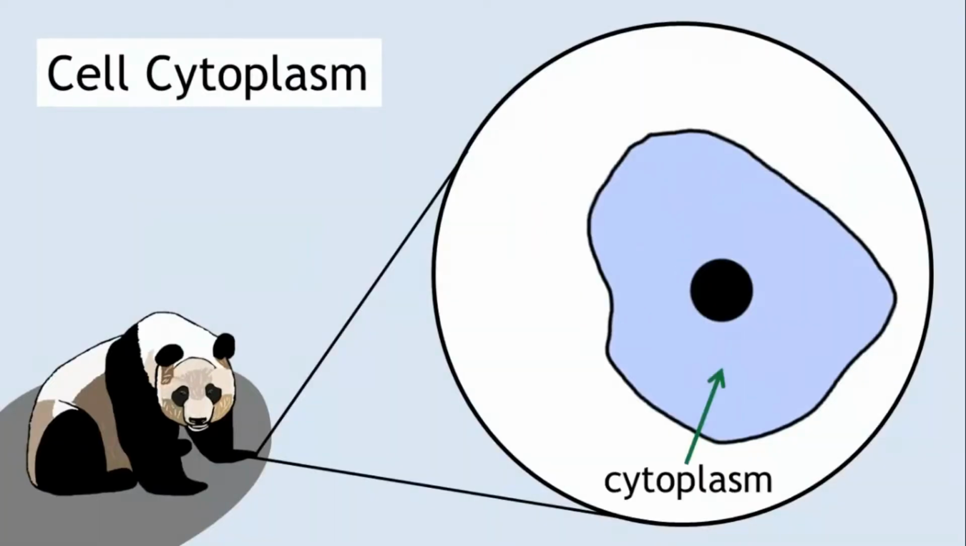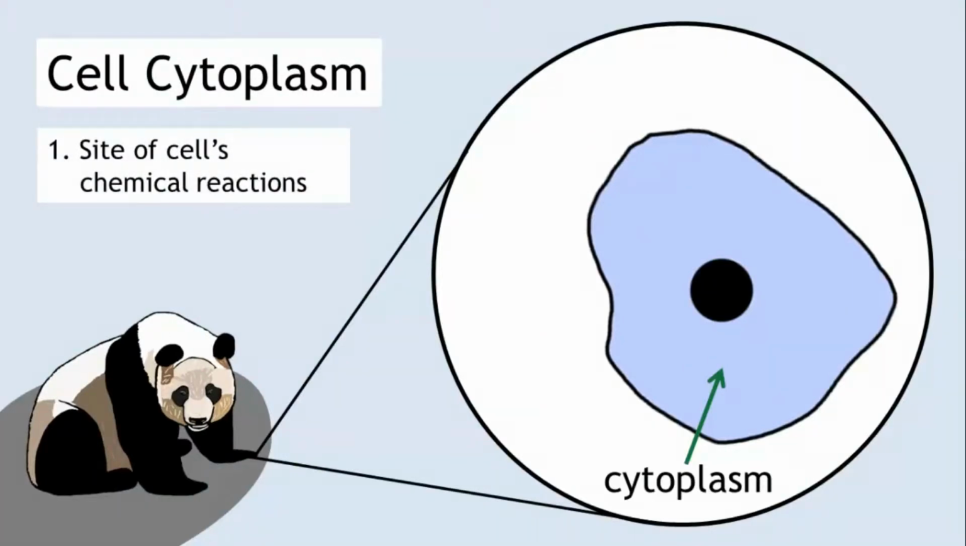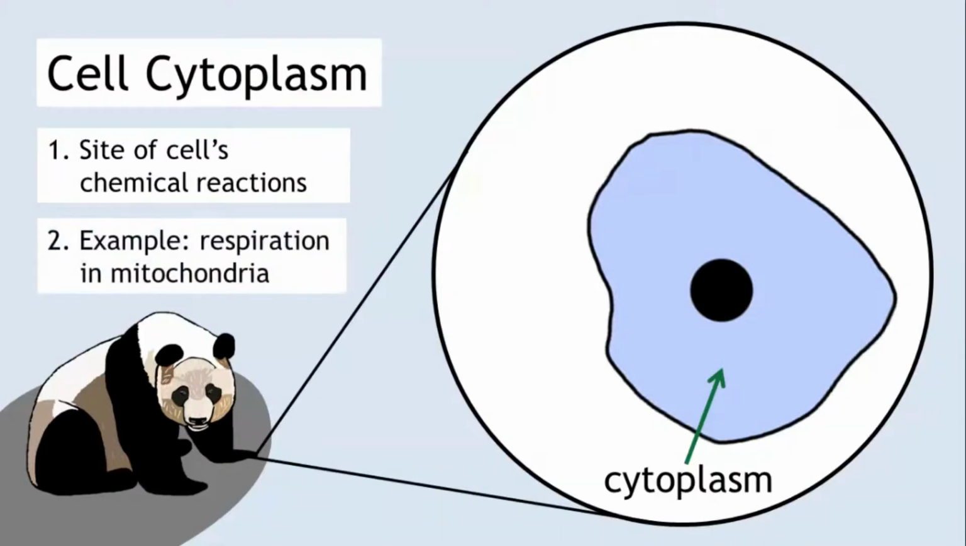The cell cytoplasm is the site of the cell's chemical reactions. Lots of chemical reactions occur here, such as respiration. Respiration takes place in its specialized structures called mitochondria.